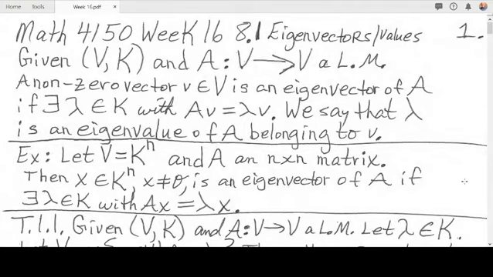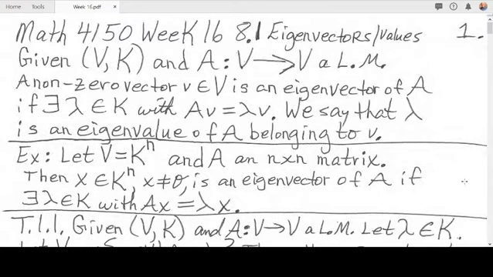Chapter 8, Eigenvalues and Eigenvectors. Again, we start with a vector space V over a scalar field K and a linear operator A going from V into V. A non-zero vector v in V is an eigenvector of A if there exists a scalar lambda with Av equal lambda v. We say that lambda is an eigenvalue of A belonging to v.